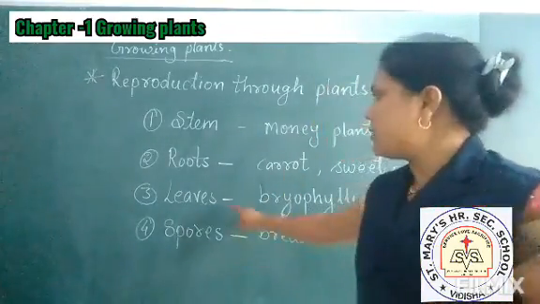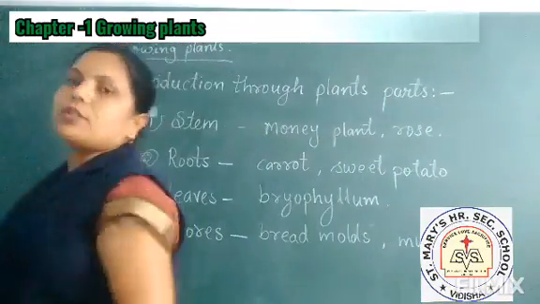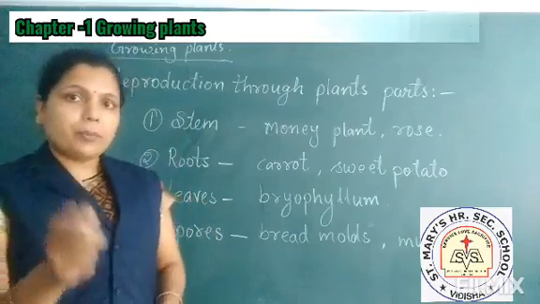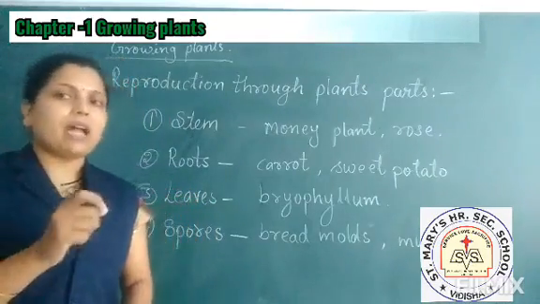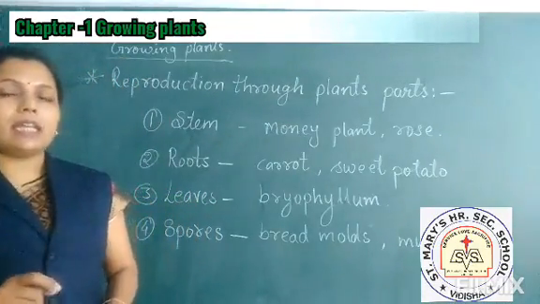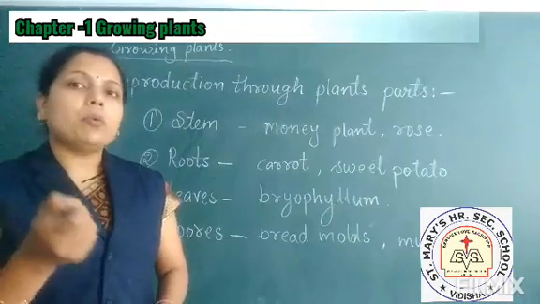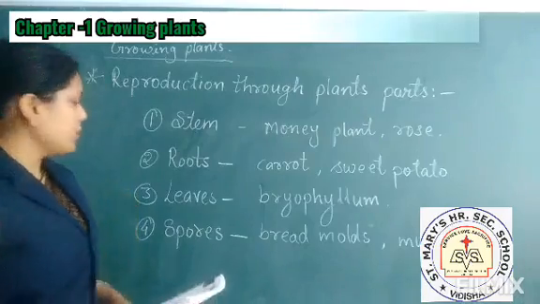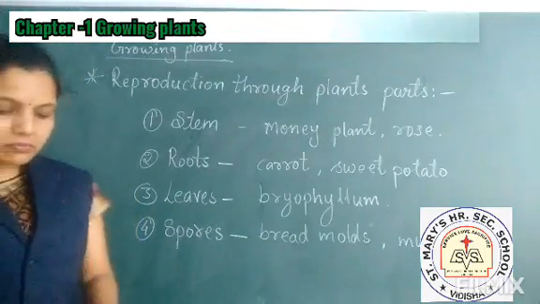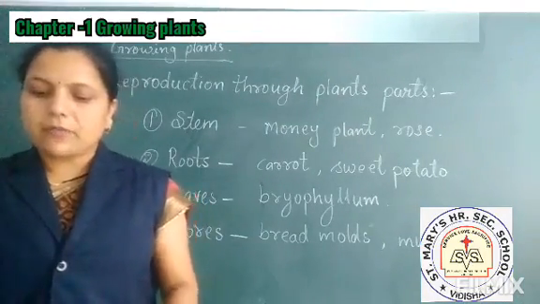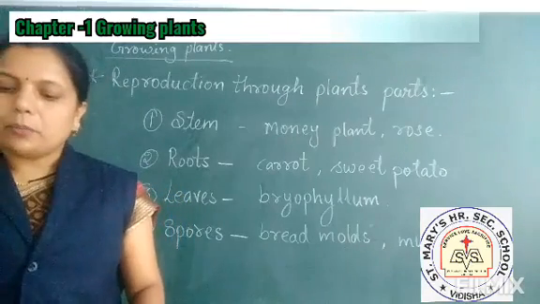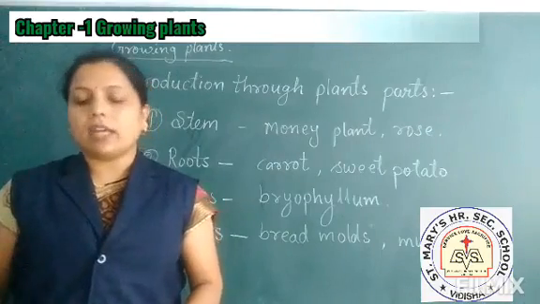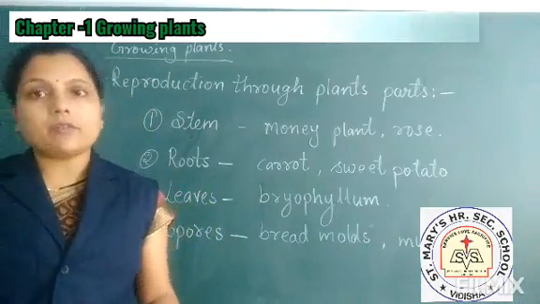And next one is spores. Have you ever seen the bread or chapati in your kitchen? In the rainy season, some green molds grow on the bread or chapati. How does it happen? Plants like fern and fungi like bread molds and mushrooms are non-flowering plants. They do not have seeds.